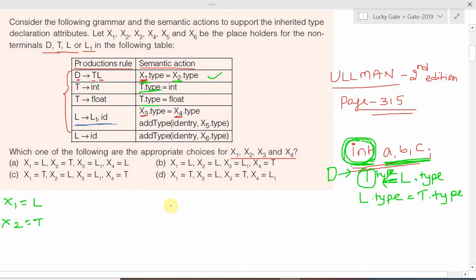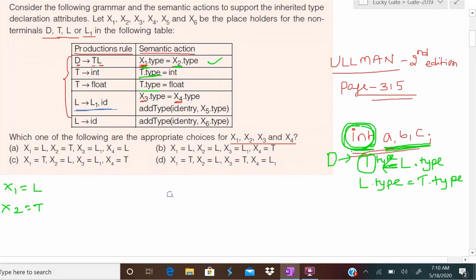It means that if we want to declare a list of identifiers, suppose A comma B comma C comma D. Suppose this is the list, comma, and this is the identifier. Now suppose A, B, C are of type integer, then what could be the type of D in the same statement? Then D type is also integer, right?